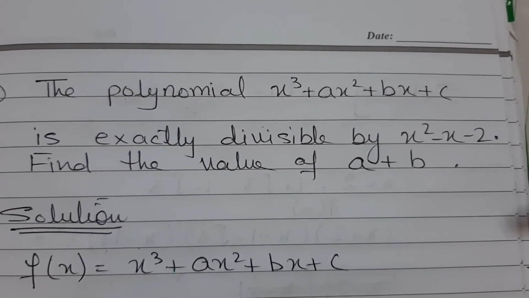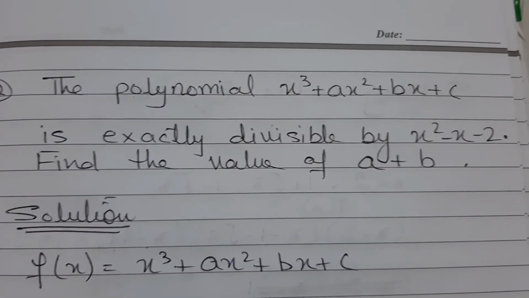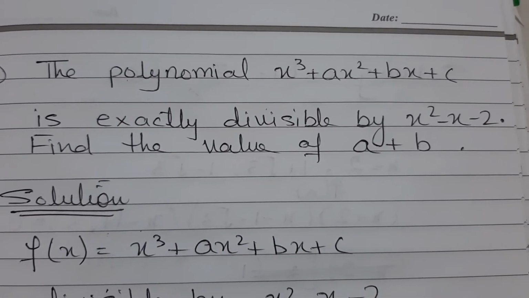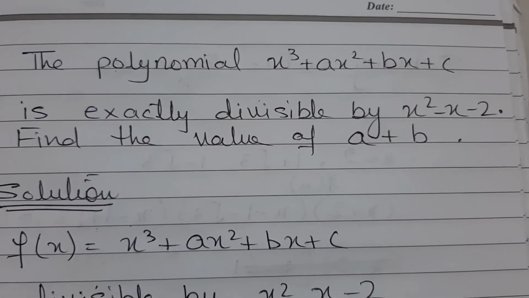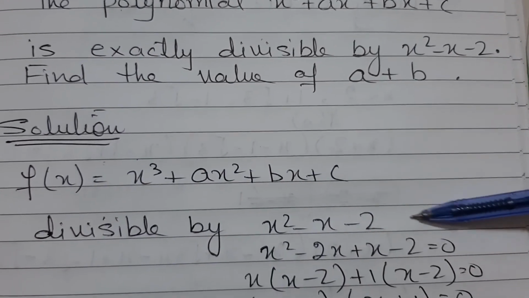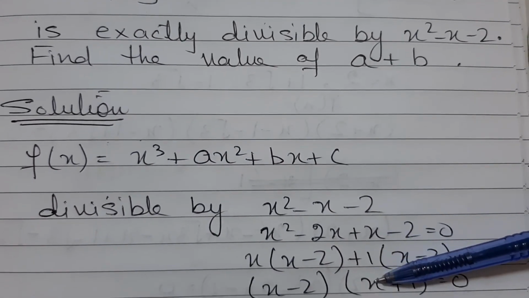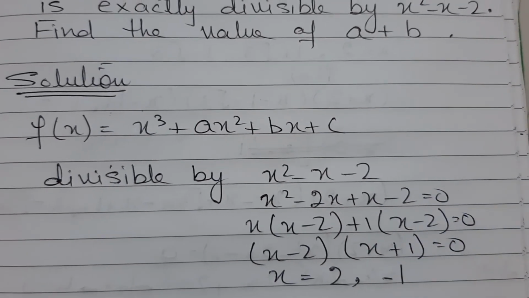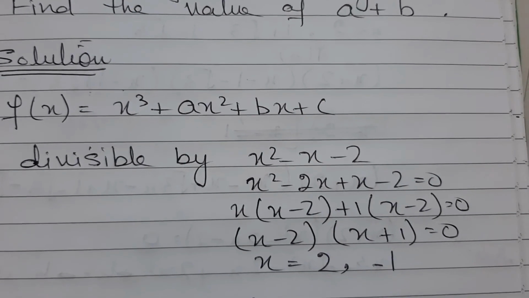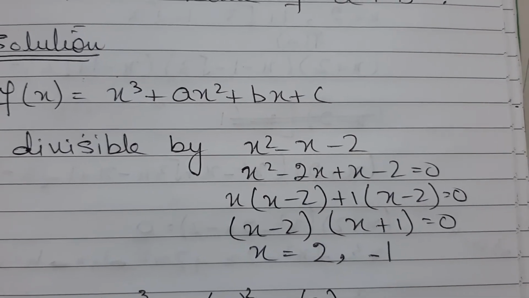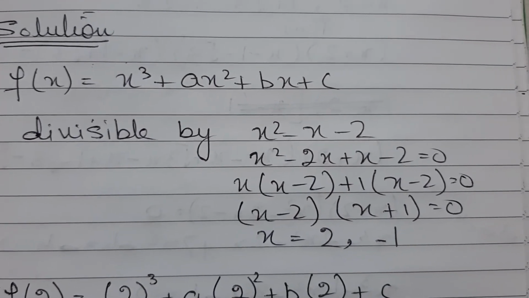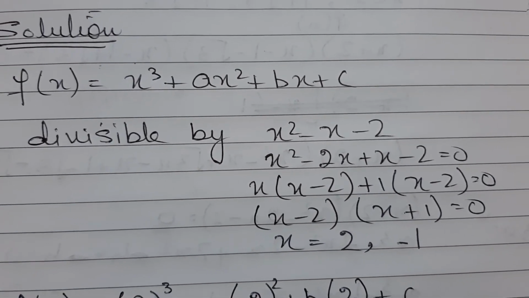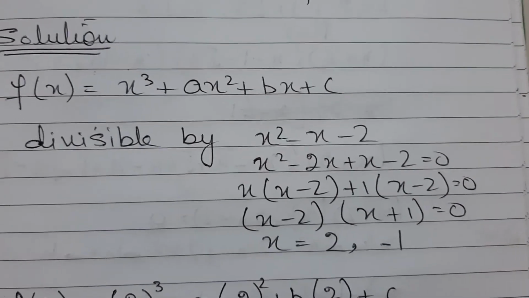What we always do in remainder and factor theorem, we find the value of x from the divisor by putting it equal to 0. So this is a quadratic equation. I will factorize it. Can you notice? When I put it equal to 0, I factorize it and I get two values of x: x equals 2 and minus 1. So this type of tricky question comes where a linear factor is not given to you. So you have to apply the factorization method to get the value of x.